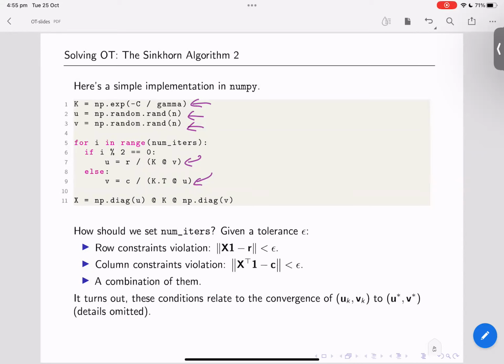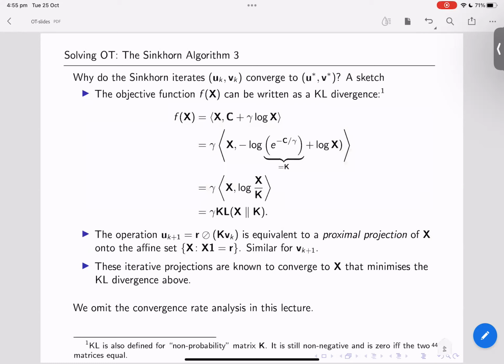I will send the code to everybody later. But here is basically just a sketch of it. Okay, so I actually don't have time to go into why this algorithm converges and how fast it converges. But basically the idea is you can think of Sinkhorn as a successive operation on the two dual variables, right? And each operation is basically a projection. I talk about the details in the slide.